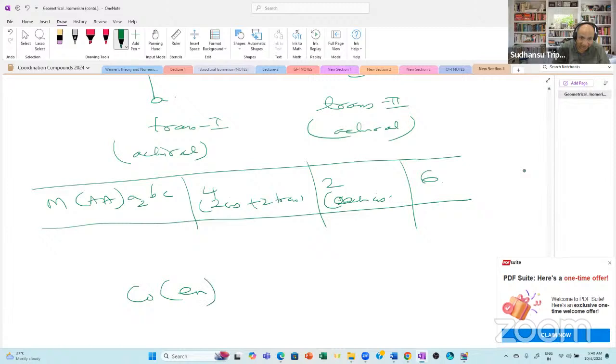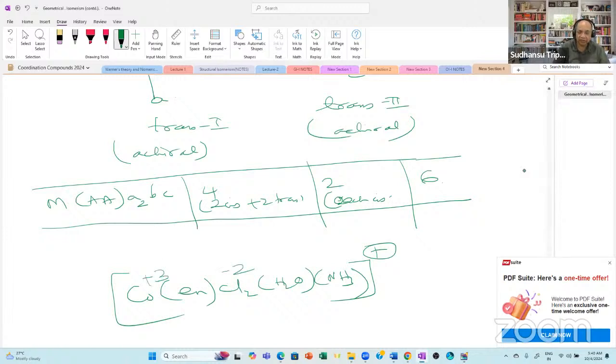Cobalt, ethylene diamine, Cl2, aqua, ammine, whatever, and this is plus. Because ammine is a neutral ligand, aqua is a neutral ligand, ethylene diamine is a neutral ligand, but dichloride is -2. This has to be +3. Supposing it is +3, so the net charge of the complex is +1.